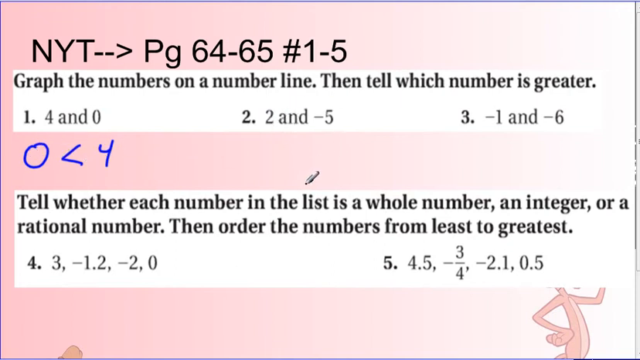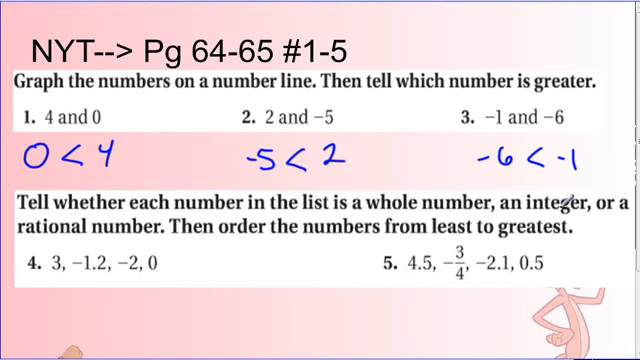Between 2 and -5, which number is greater? 2 is bigger than -5. So -5 is less than 2. And number 3, between -1 and -6, which one is bigger? Because now they're both negatives. The more negative the number is, the smaller it is. So -6 is smaller than -1. -6 is less than -1.